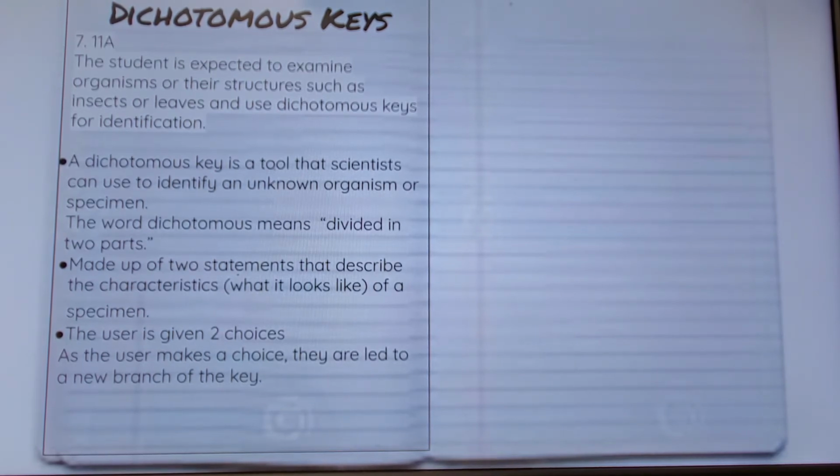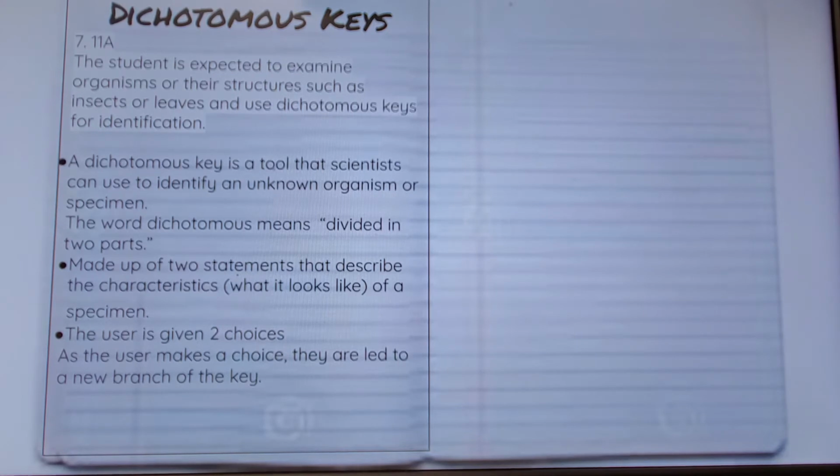And I mentioned yesterday that the prefix di means two, but the word dichotomous means divided in two parts. And if you remember our practice yesterday, we saw how every time we went to a new number, you had a choice of two answers, A or B. So it's made up of two statements that describe the characteristics, what that specimen looks like.